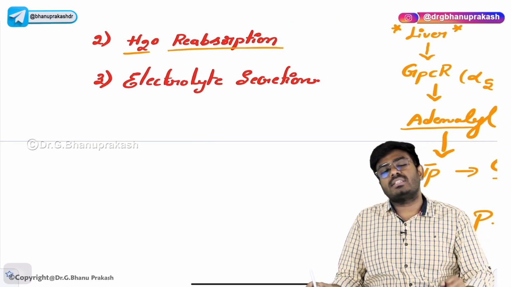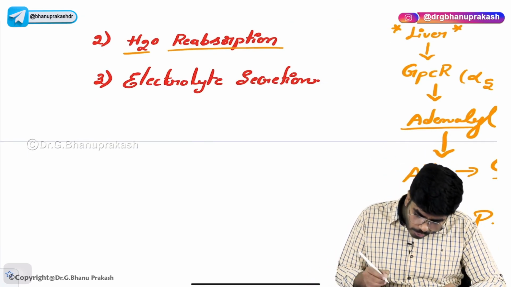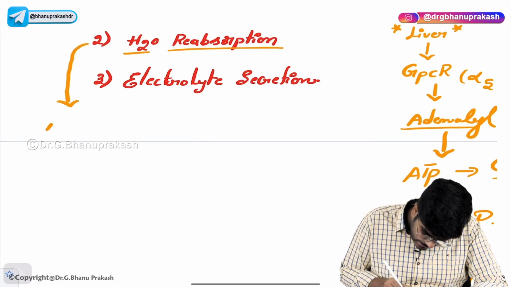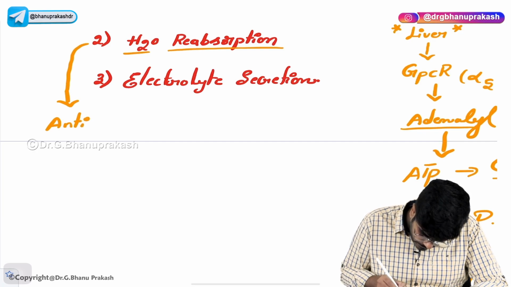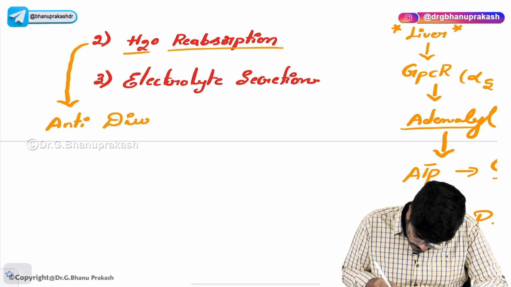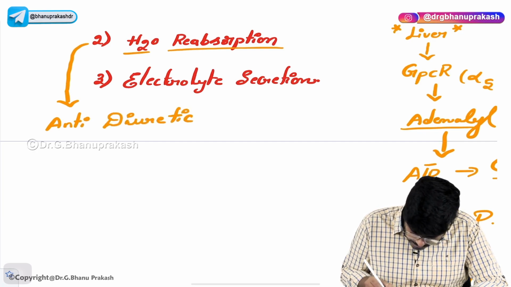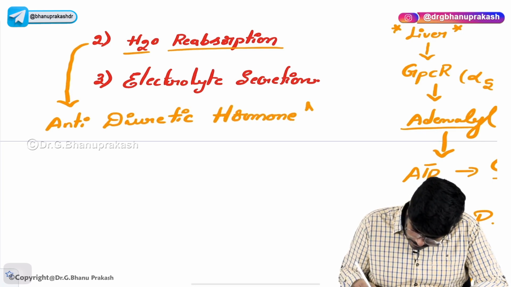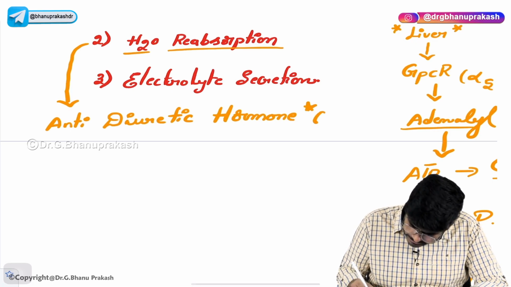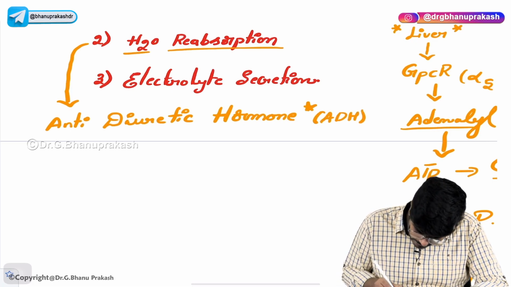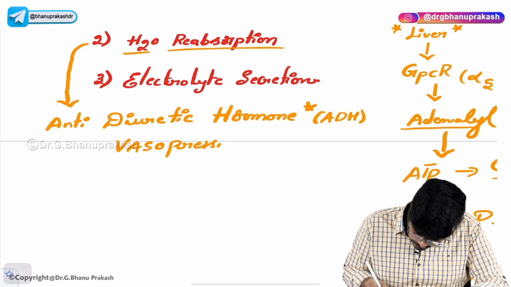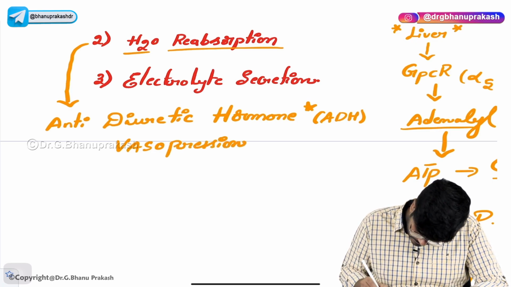What is the hormone that's involved in water reabsorption? We all know the hormone involved in water reabsorption is antidiuretic hormone, also called simply ADH or vasopressin.